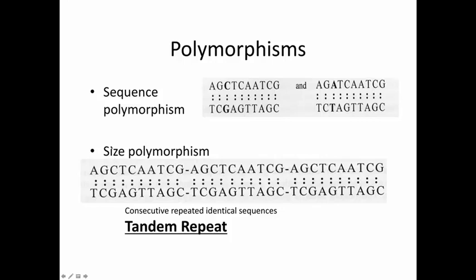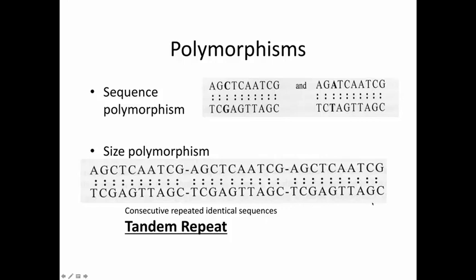So these size polymorphisms is basically a particular sequence that is repeated multiple times. So consecutive, repeated, identical sequences, and they're in tandem, they're right next to each other, and they're very short. So they're called short tandem repeats, or STRs.